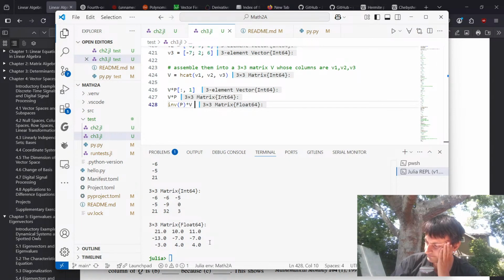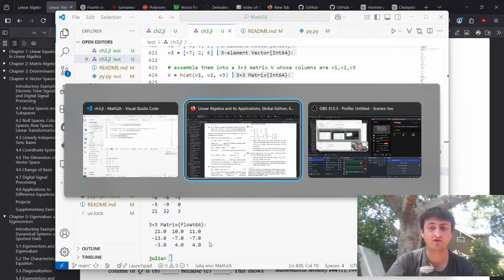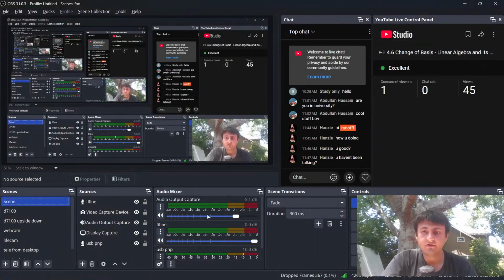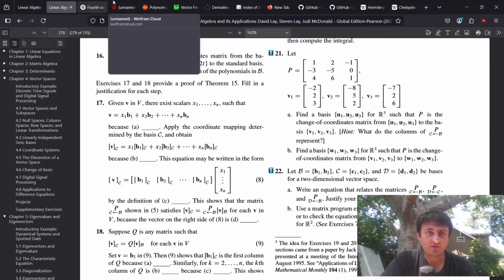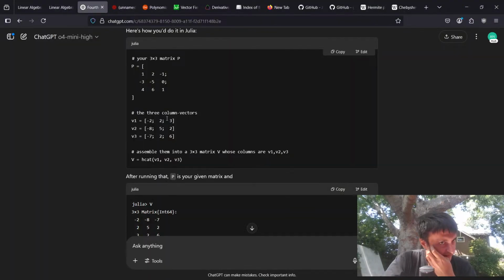21, 10, 11. Minus 13, minus 7, minus 7. And minus 3, 4, and 4. All right, let's just check if I'm right. I want to do that problem again. I feel like I need to do that problem every day for the next week before it really sinks in.